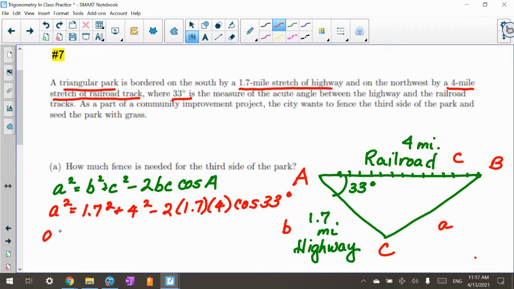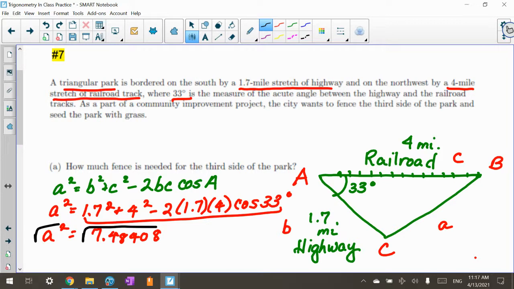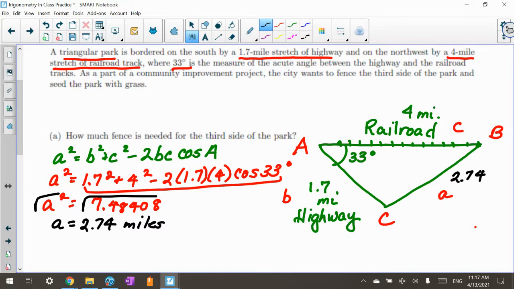So this is nice. Everything's filled in here. When I put that whole right side in my calculator, I get 7.48408. And then I'm going to take the square root of it because I really don't care about a squared. I want to know what a is. And when I do, I get a to be 2.74 miles. Now, I know I didn't tell you how to round, and I promise I will. So 2.74 miles is the third side. That's what they want to know: how much fence is needed. Well, I need 2.74 miles of fencing.